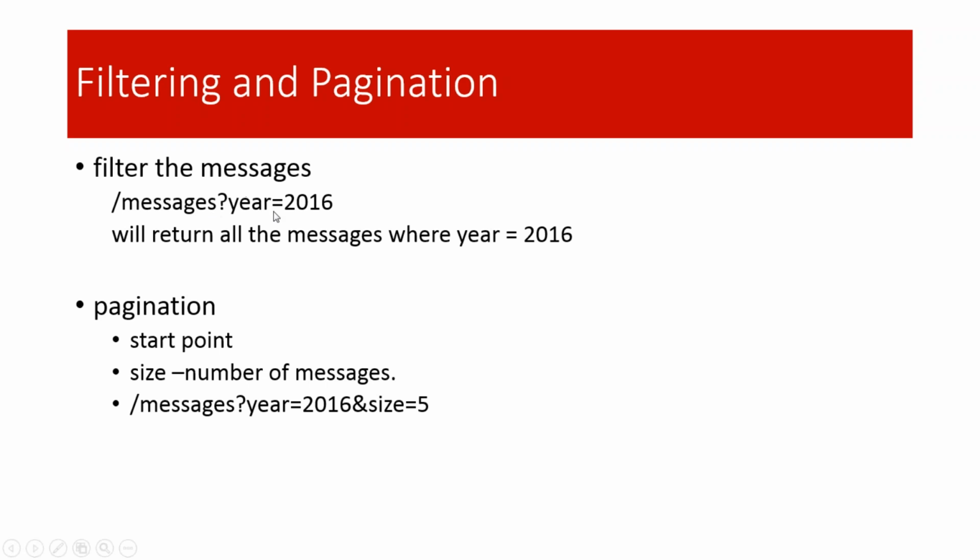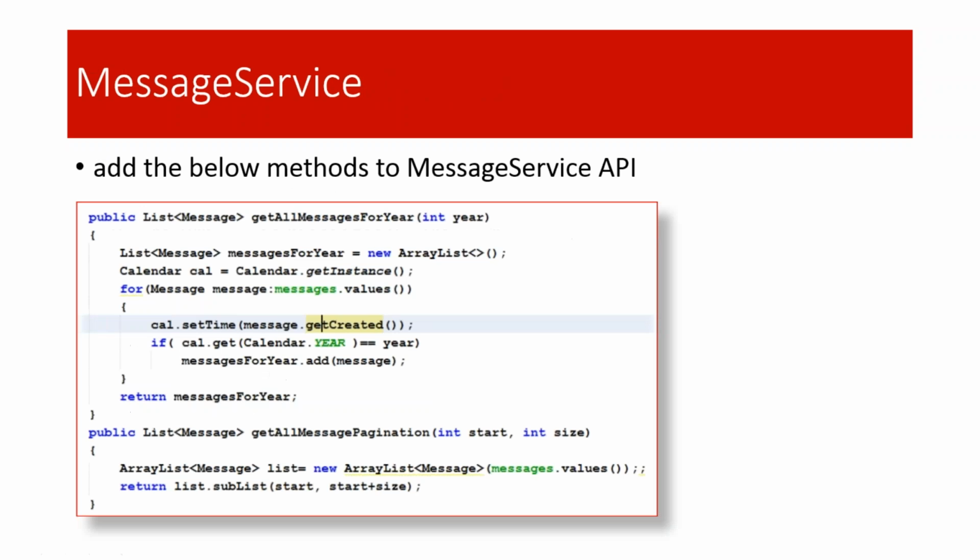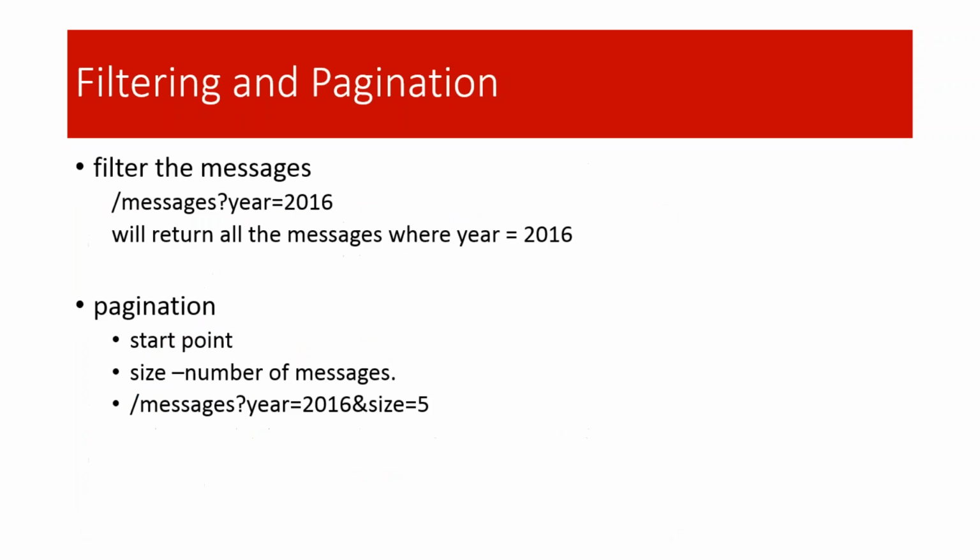So for the messages, year equal to 2016 will return all the messages where year is equal to 2016. Pagination is where you specify the start point and the number of messages from that. So for year 2016, size equal to 5 means it is going to return the first 5 messages posted in the year 2016.